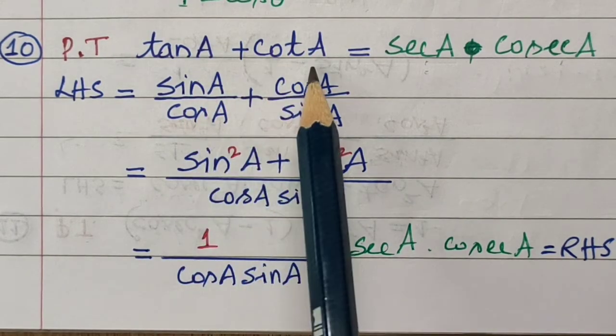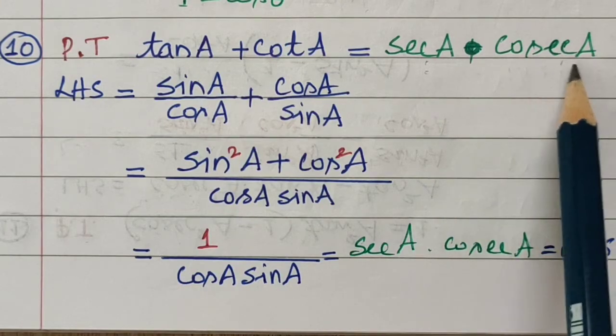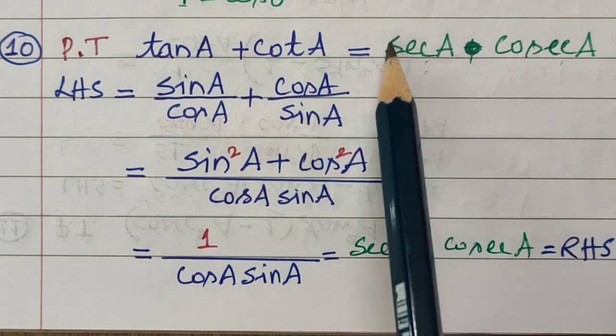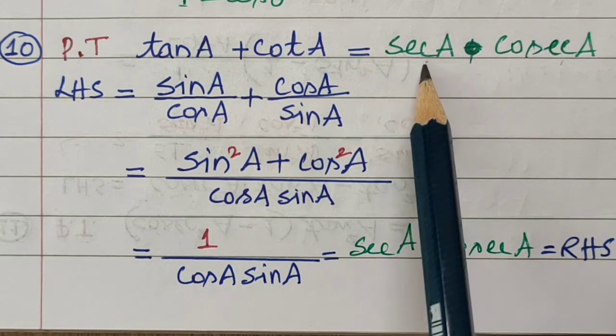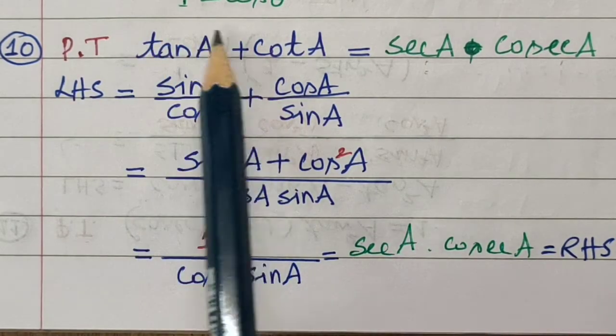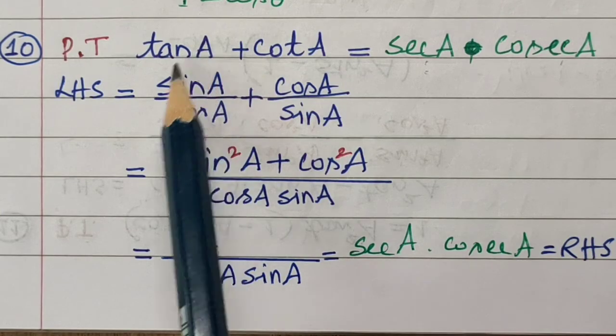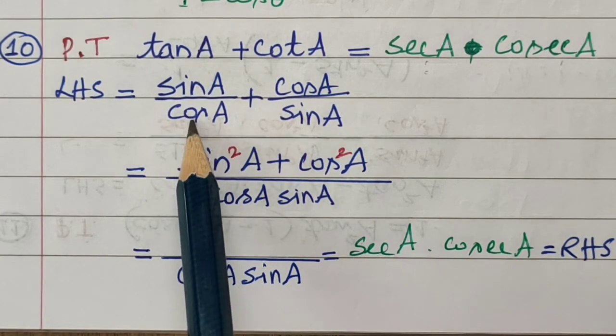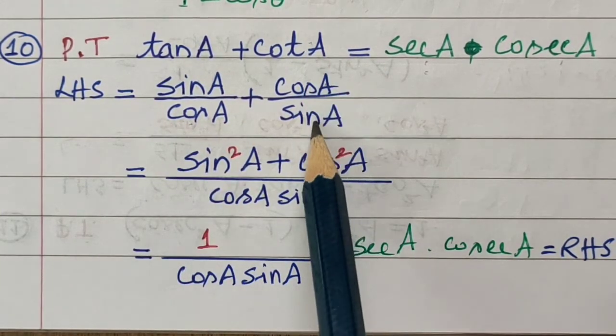Prove that tan A plus cot A is equal to secant A into cosecant A. So we want 1 by cos A to get secant A, and 1 by sin A to get cosecant A on the right hand side. So convert whatever is on the left hand side into sin and cos form. Tan A is equal to sin A by cos A, cot A is equal to cos A by sin A.